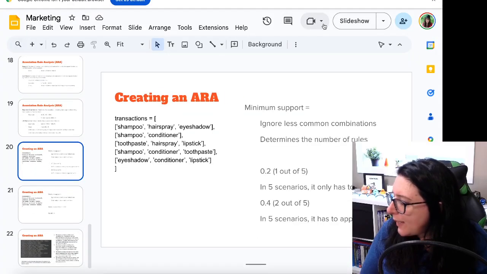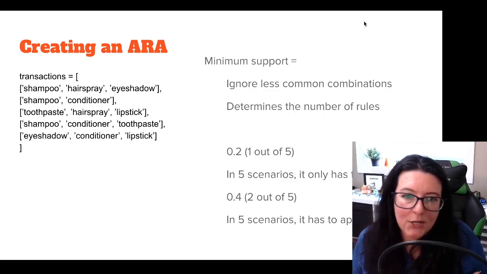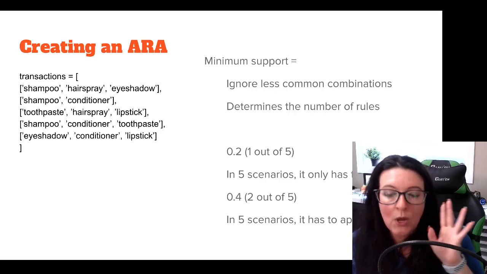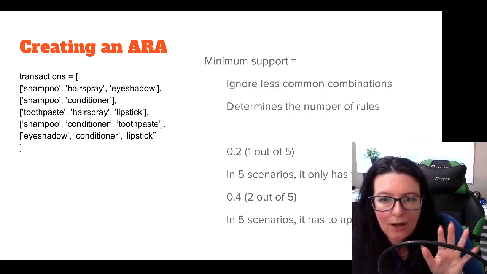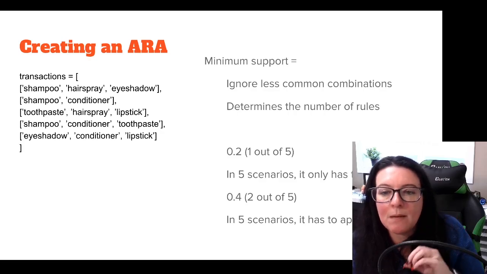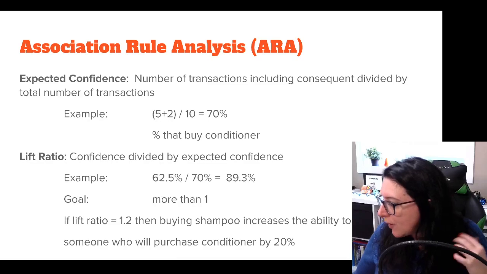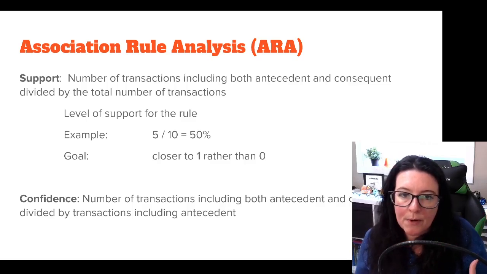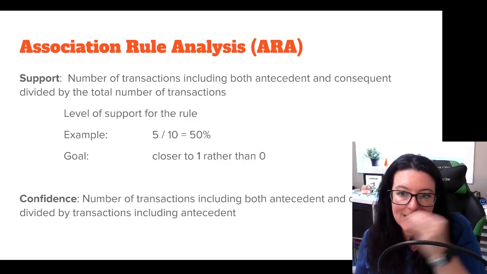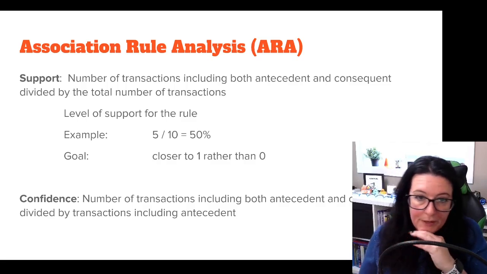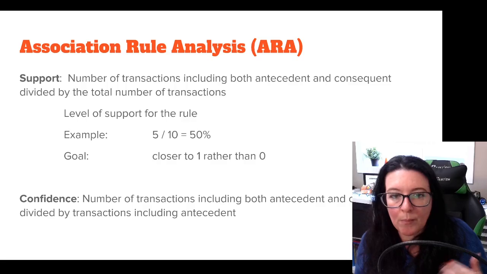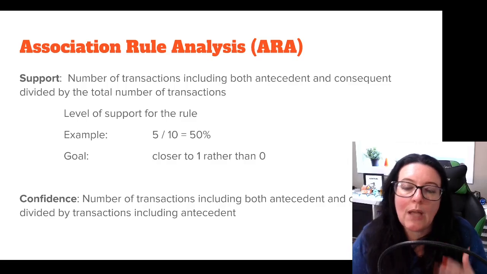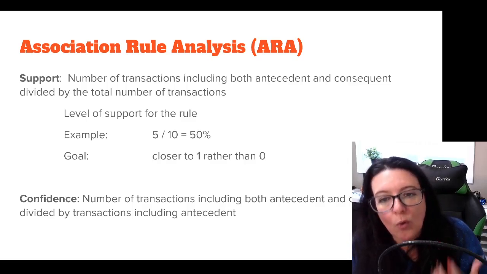All right, so we told it our transactions, and in this particular example, it just has 5 different transactions. When you are putting together your algorithm, you need to specify a minimum level of support. You'll recall just a moment ago, we talked about how support was the number of transactions that include both the antecedent and consequent, here shampoo and conditioner, divided by the total number of transactions. So what's the minimum percentage that you will allow for it to create a rule for you?